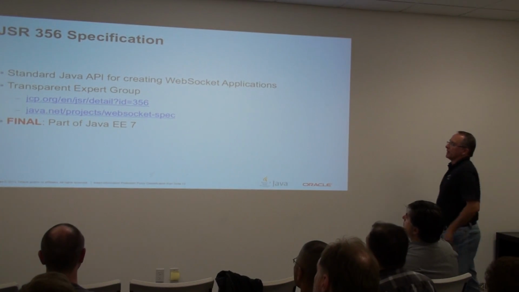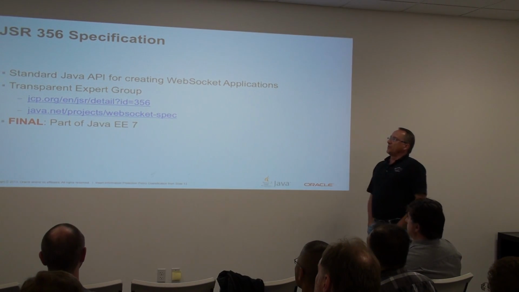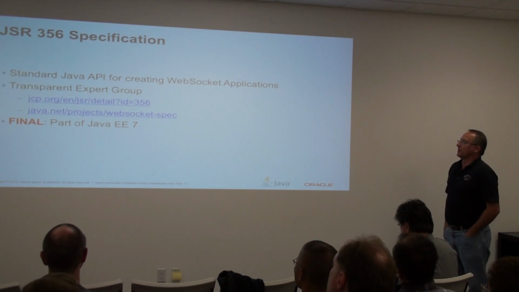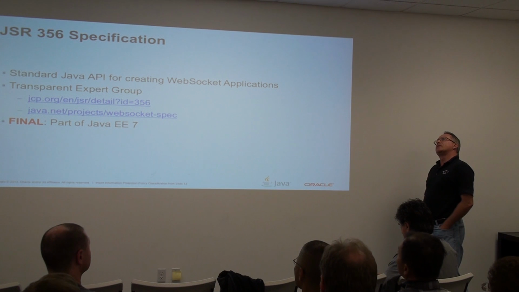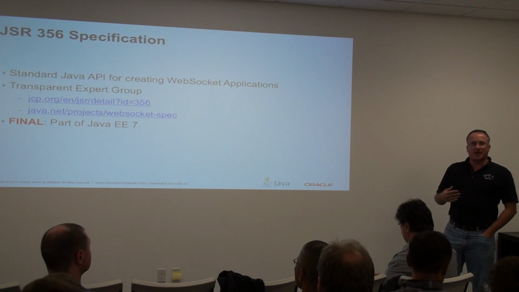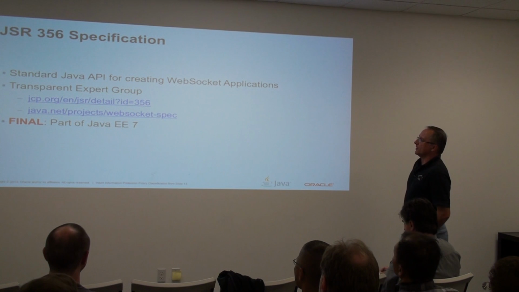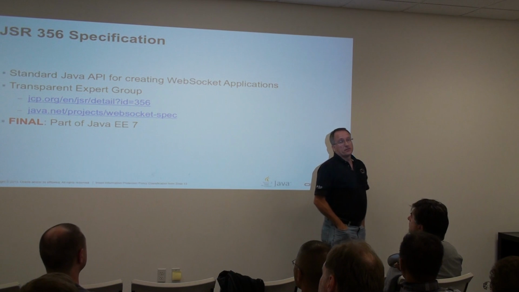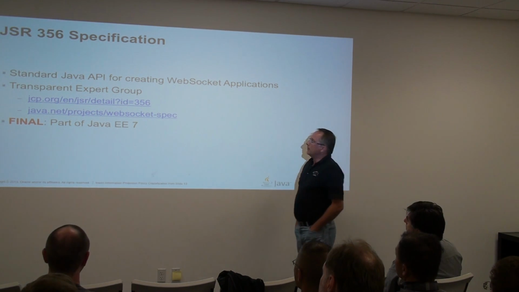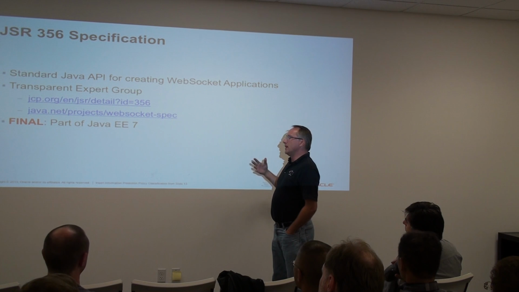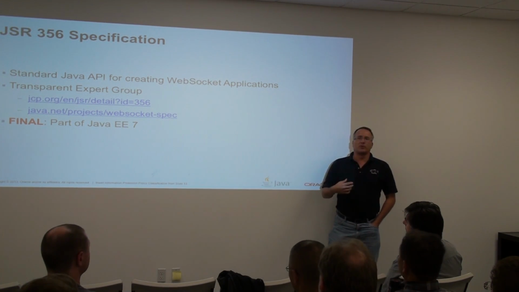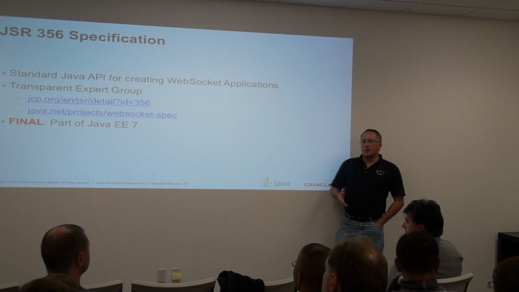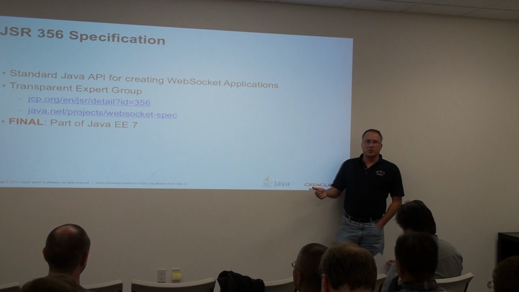So from a Java perspective, JSR 356 is the Java API for WebSocket. I always think it's WebSockets plural, but it's singular. As with all Java EE JSRs, beginning with a certain version of the Java Community Process, all new JSRs have to be publicly available, in terms of the mailing lists for the expert group members being all public.